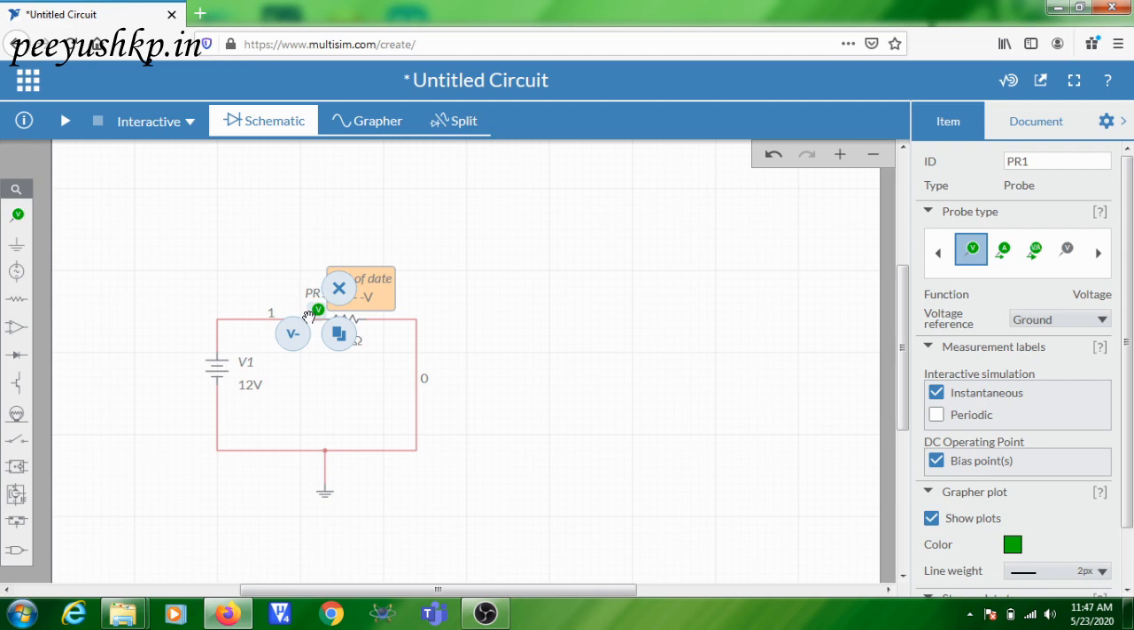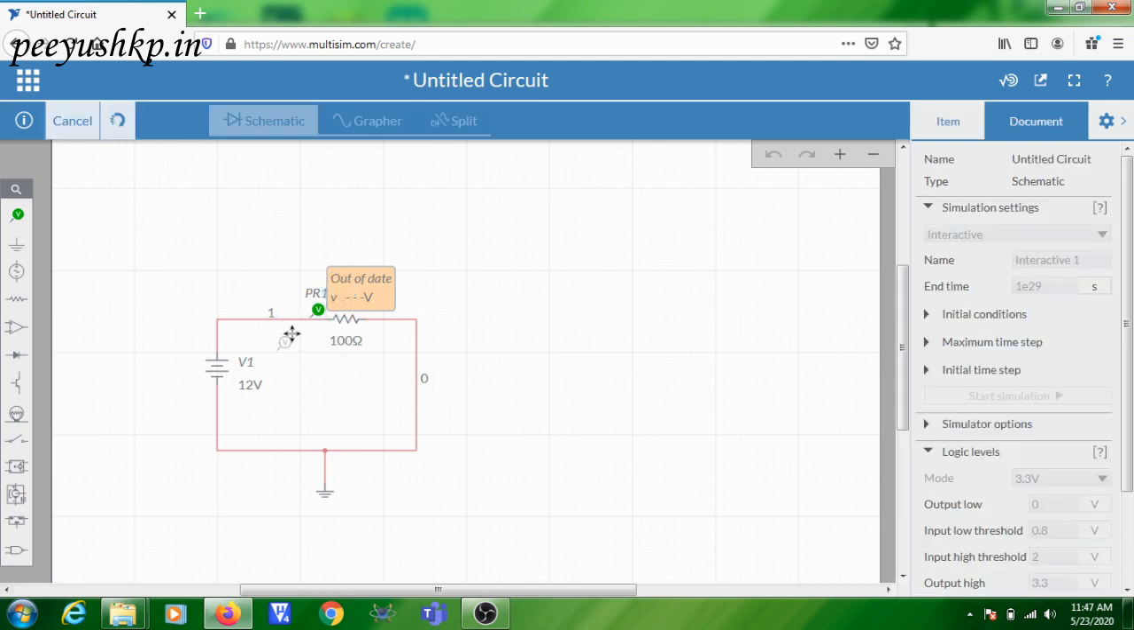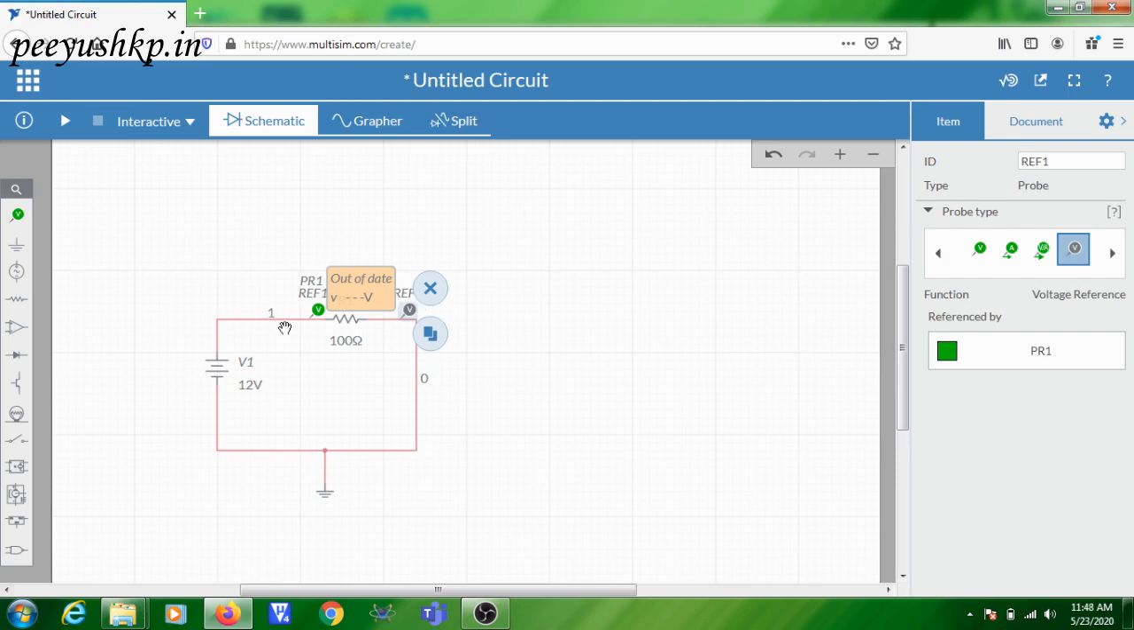For making the negative voltage connection, you click on this V minus symbol. Then you will get the negative voltage probe. Move it and keep it on the other side of the resistance. Again you will get a concentric circle, which shows that you can make the connection here. Click there once. So you have connected the positive voltage probe here and the negative voltage probe here. Then we will start the simulation.